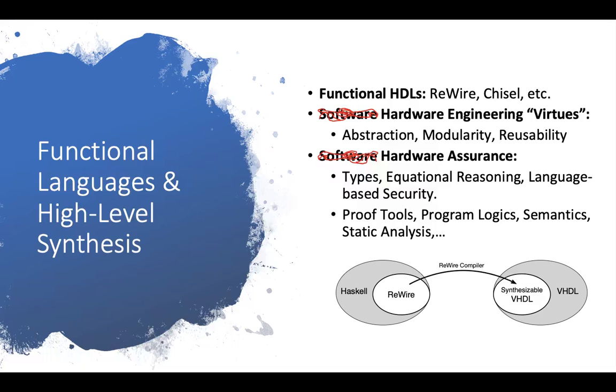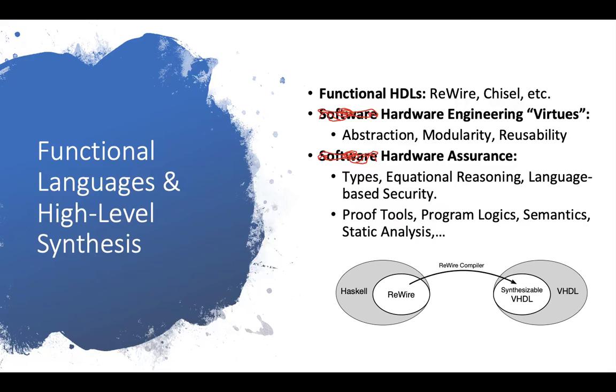One reason why people are interested in using functional languages for describing hardware and building hardware is that functional languages have what you might call the software engineering virtues, that is abstraction, modularity, and reusability. People have also noted some similarity between pure functional languages and at least certain parts of hardware description. There's a lot of work on using functional languages for high-level synthesis because they have software engineering virtues.